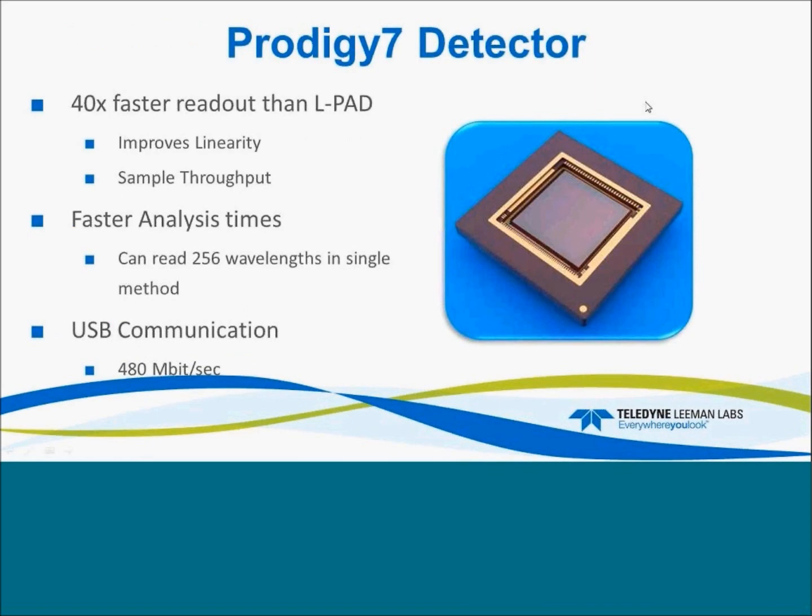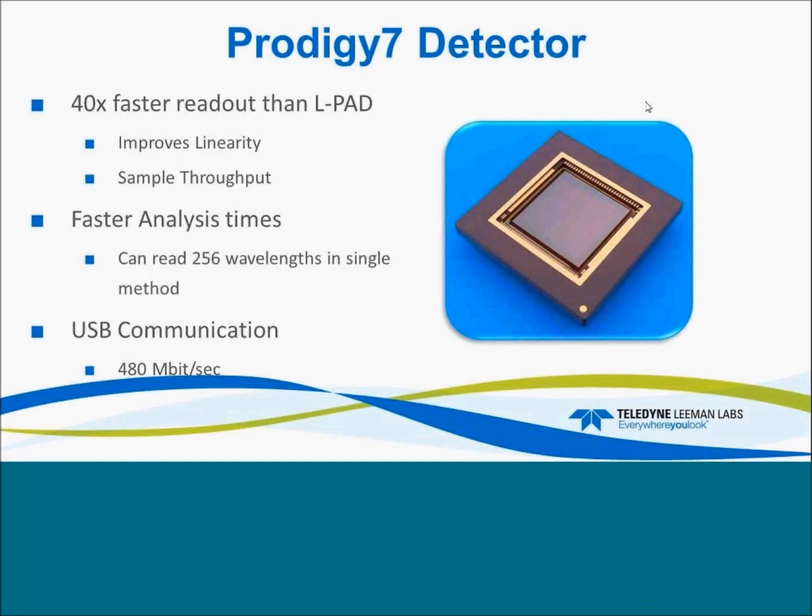Okay. Other features: the detector has 40 times faster readout than the LPAD or other CID detectors, and we find that improves linearity and sample throughput, and we'll show some data on that. So it's faster analysis time. It can read up to 256 wavelengths in a single method. The maximum on the LPAD was 128, and I'll show you a plot in a few minutes: the device slows down tremendously as you add wavelengths to the method. And it also uses USB communication rather than the Ethernet that we used on the LPAD.